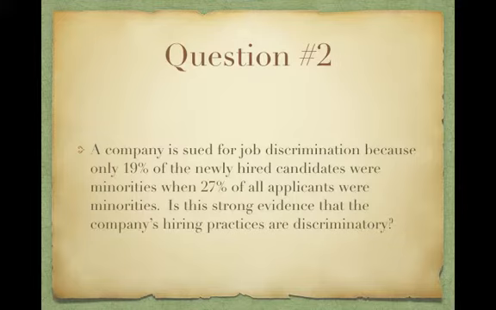Okay, so question 2. A company is sued for job discrimination because only 19% of newly hired candidates were minorities, when 27% of all applicants were minorities. This is strong evidence that the company's hiring practices are discriminatory. So basically what we have here, a company, it did its hiring. Company, I'm sure, does not think it's discriminating. Someone has the idea that, you know, I'm not so sure I agree. I think I want to test that.